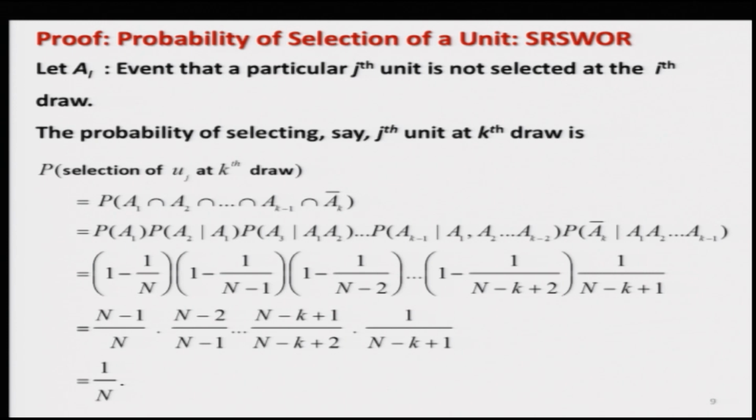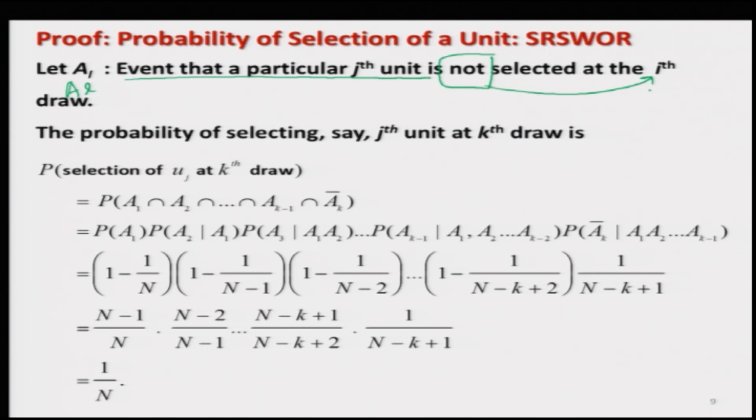Once you give a mathematical proof, the things become more clear, more convincing. So, now I am going to use a little bit of probability theory at an elementary level, and I assume that you have a fair idea of basic probability and basic statistics. So, I try to define here an event. This event here is A_i^j, and this is an event that a particular jth unit is not selected at the ith draw.